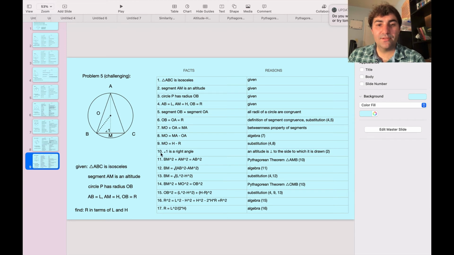We know that angle 1 is a right angle because an altitude is perpendicular to the side to which it is drawn. I can use the Pythagorean theorem on triangle AMB to get BM squared plus AM squared equals AB squared. I'll do some algebra. BM is equal to the square root of AB squared minus AM squared. I'll substitute what I have in statement 4 into statement 12. I get BM is equal to the square root of L squared minus H squared.